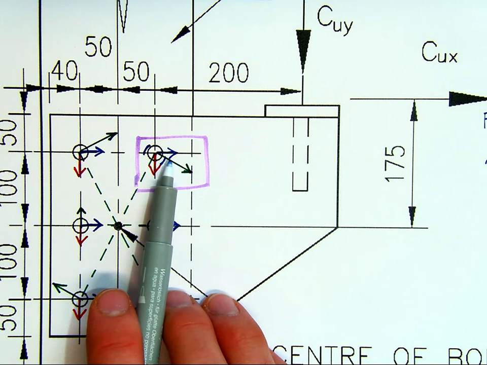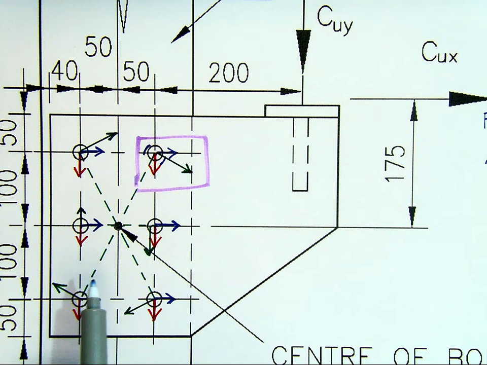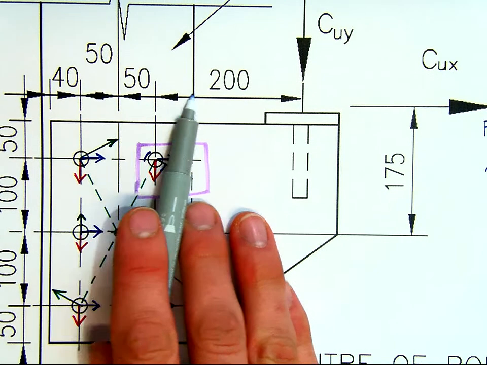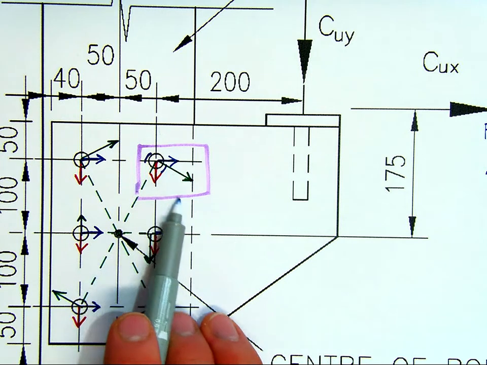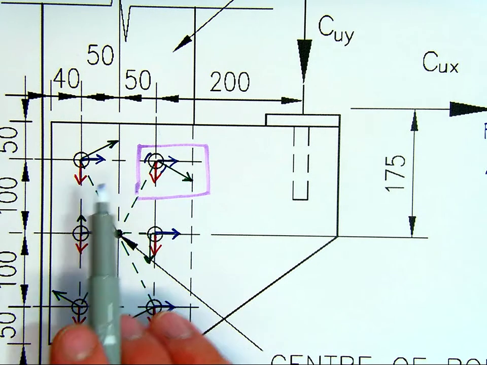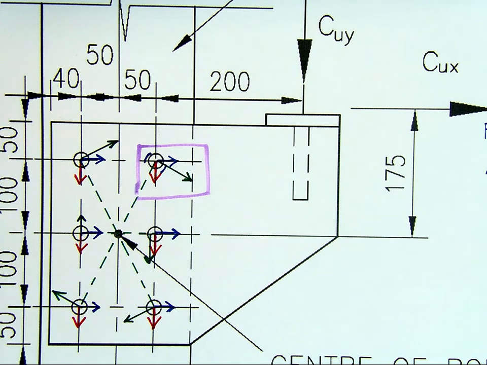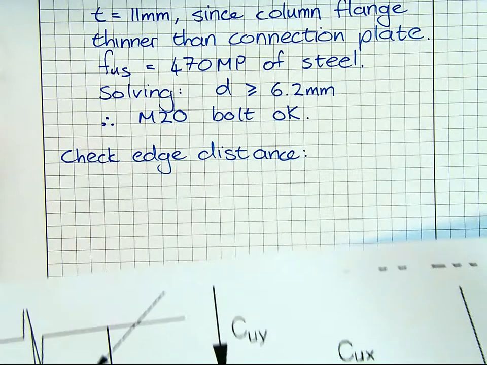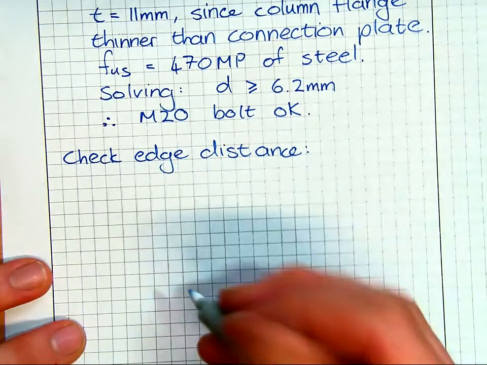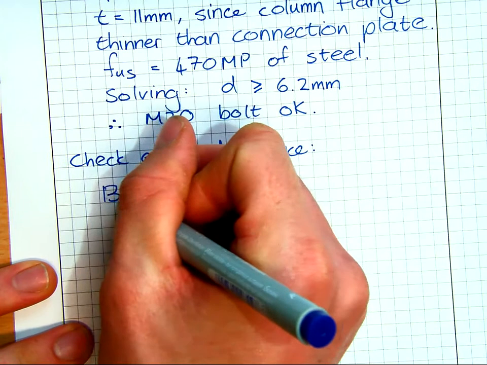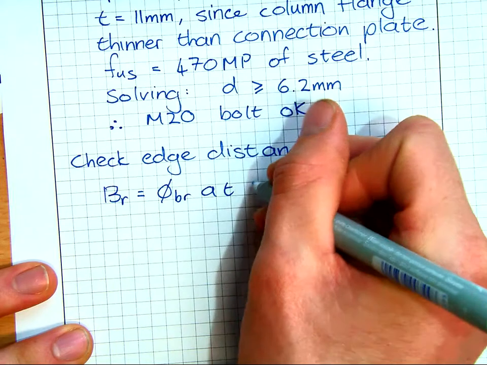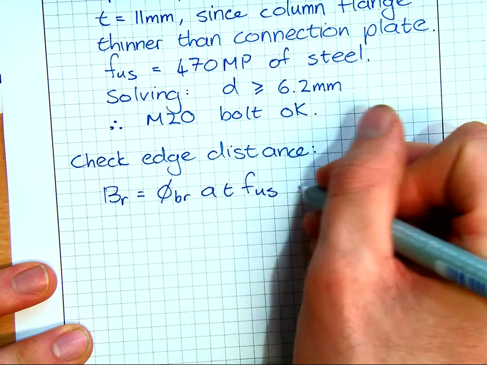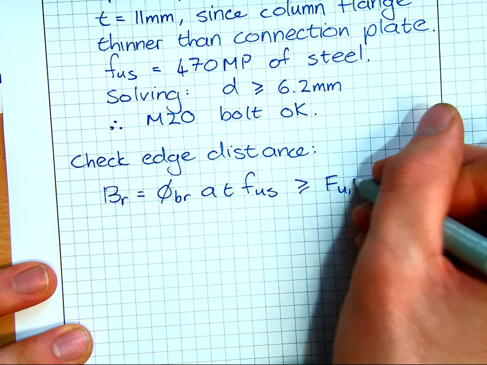All I'm going to do is find out what the distance needs to be, because the distance from the bolt to the end is 52 millimeters, and so a diagonal will be a lot more than 52 millimeters. As long as I know that I need a distance less than 52 mils, my calculation is fine. I don't need to go to a more detailed calc. So here once again my bearing resistance is phi BR, A T, F U of the steel, and this must be greater than the force per bolt.